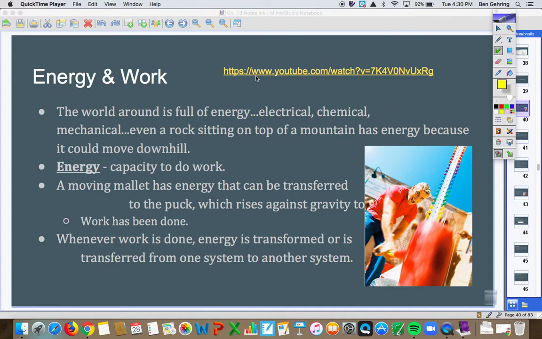The world around you is full of energy. All sorts of different energies are present, and so even a rock sitting on top of a mountain has energy because it could go downhill. Energy, by definition, is the capacity or ability to do work.